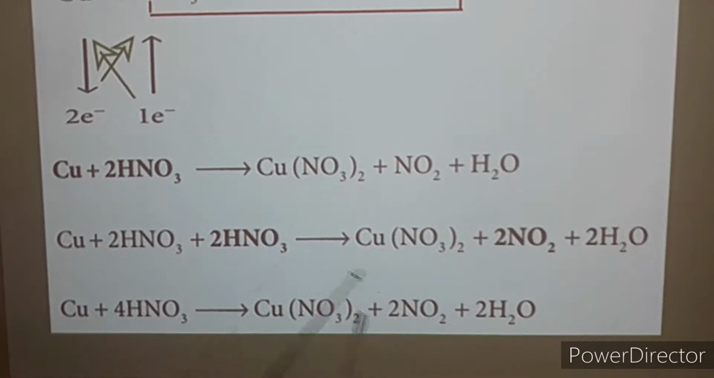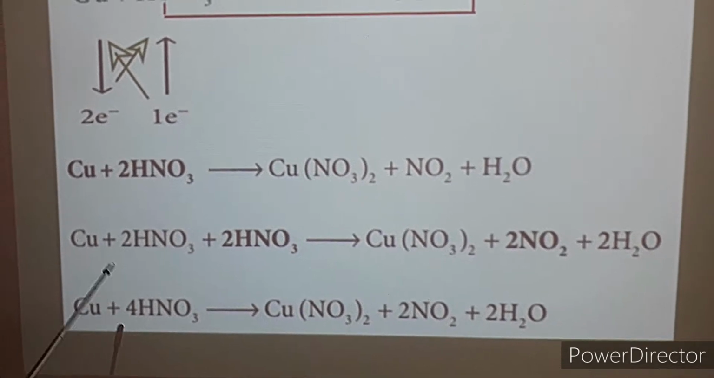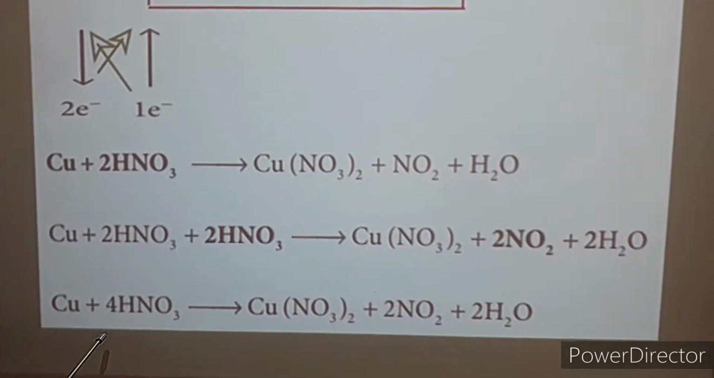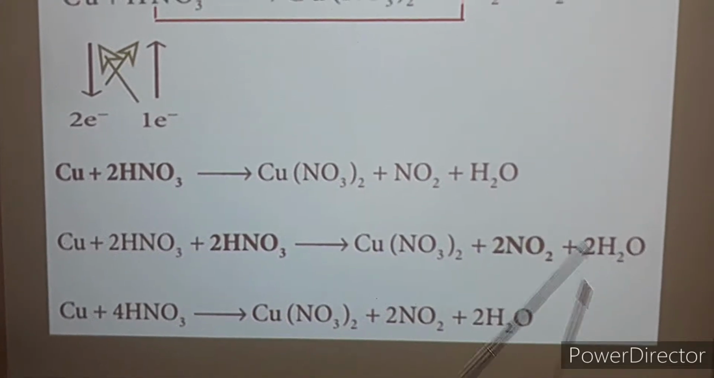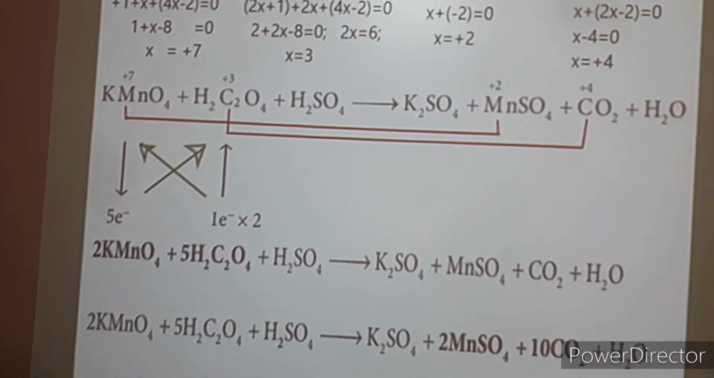Now we balance the nitrogen. Copper also, only 1 copper here and here. And hydrogen, you see the hydrogen, how many hydrogen? 2 hydrogen and 2 hydrogen. So totally 4 hydrogen. So to that we have to put here 2 in front of water. Afterward that is balanced with each other.